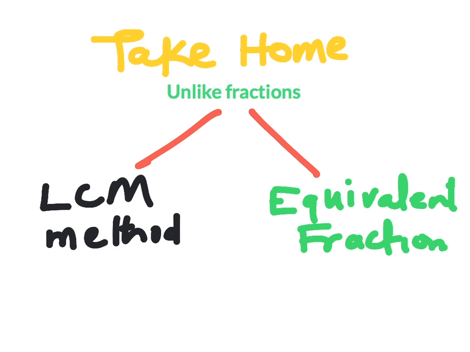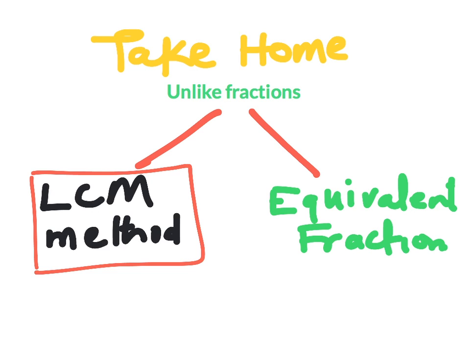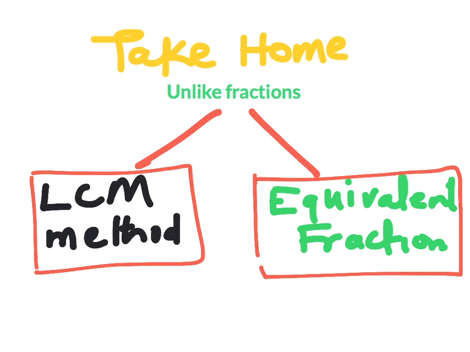So in conclusion, when you are adding like fractions, it is very straightforward. You select one of the denominators and you add the numerators together. Unlike fractions, you can use two methods. There's an LCM method, in which you find the LCM between the two numbers and you solve accordingly. And there's an equivalent fraction method in which you turn the fractions into like fractions and then you add them up just like like fractions. That's it on addition of like and unlike fractions.